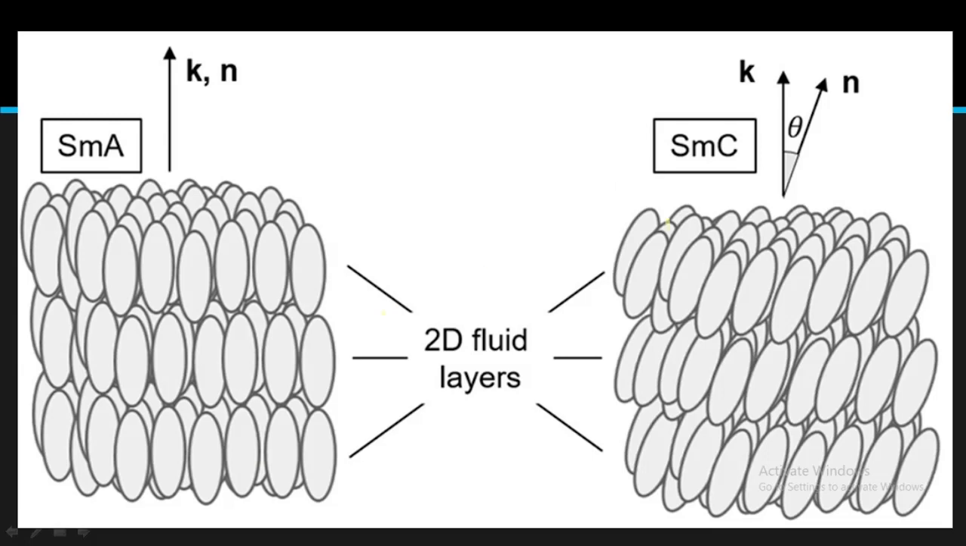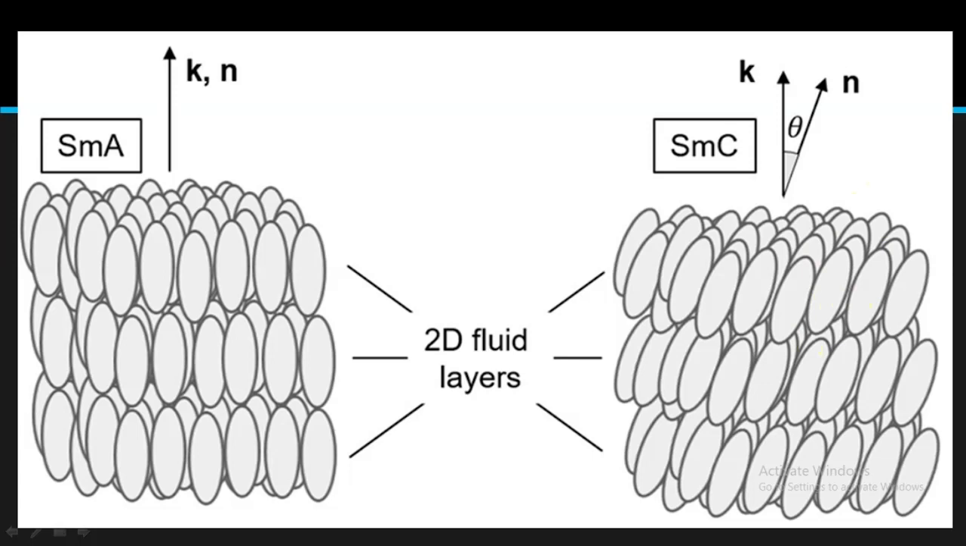When I am lowering the temperature, what happens? We know that the smectic A phase transits to the smectic C phase. So what happens in smectic C? The molecules in each layer, not only in a single layer, get tilted. So it is tilted to the right side here when we see.